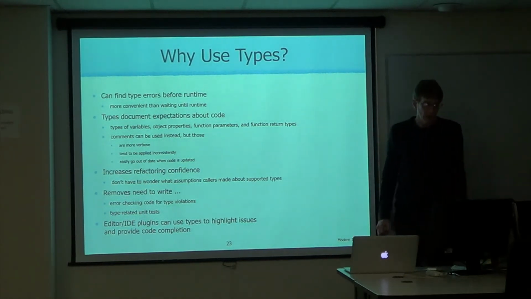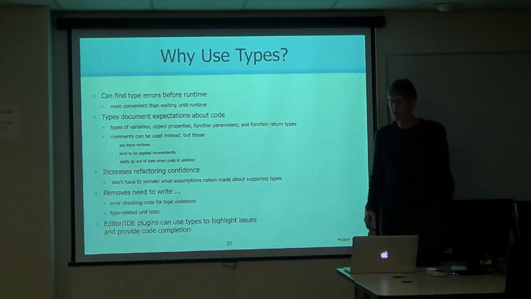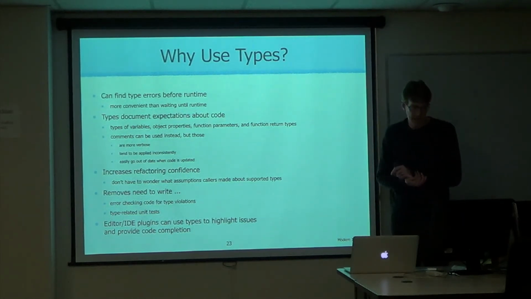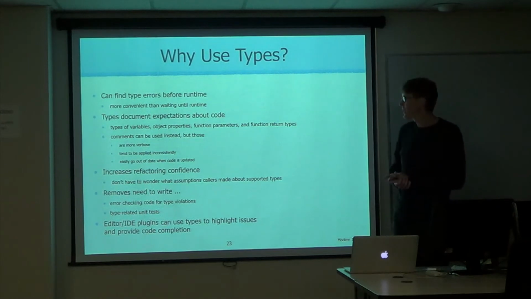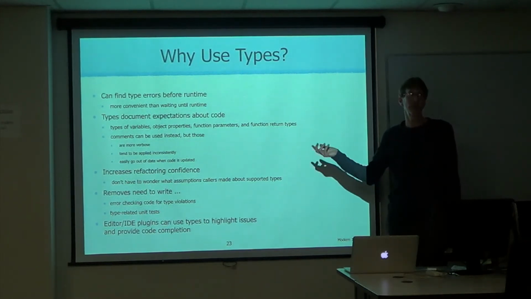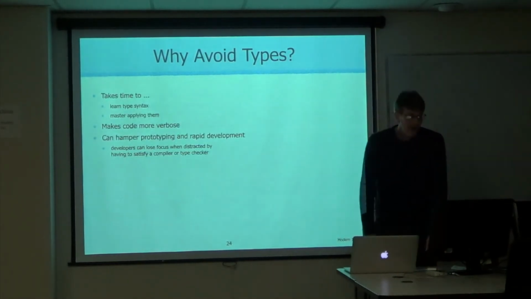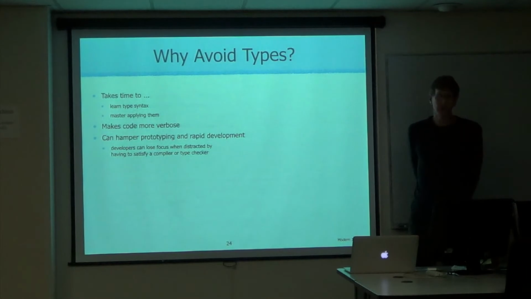And then, of course, you no longer need to write tests that are doing type checking, and you don't need to check for it at runtime in your code. You can be sure that it's going to have the types that you specify. There's a lot of editor and IDE plugins to support this so that it can show you the type errors right in your editor. With all that said, there are reasons that you should not use types.